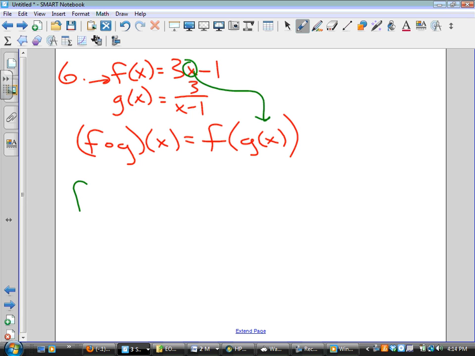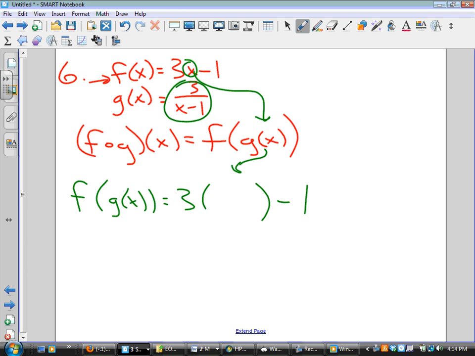So what we can do is we can say f of g of x. We can rewrite our function f, and in place of x, the input, we're going to put the input, which is the function g, 3 over x minus 1. So 3 over x minus 1 is going to be the input for the function f.